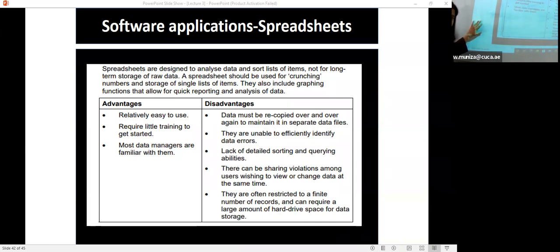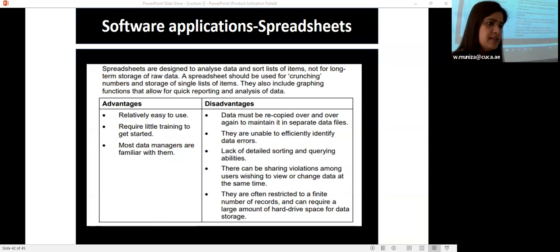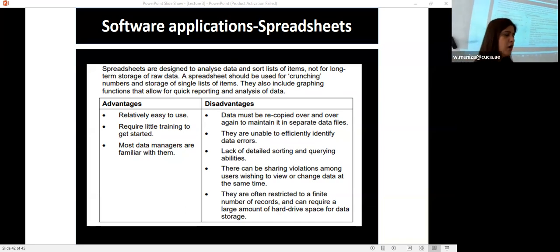If someone has to use Oracle, then they have to do a particular course in order to use Oracle. But if someone has to use Excel, that much detailed training or course is not required. Some persons do the courses for Excel also, but not on the same level as for the other accountancy packages. So what are the disadvantages? Data must be recopied over and over again to maintain in different separate files. If we have saved the data in different files, and if we are making an update in one spreadsheet, it has to be updated in all the spreadsheets individually, separately. It is not going to be updated in all the places at once.